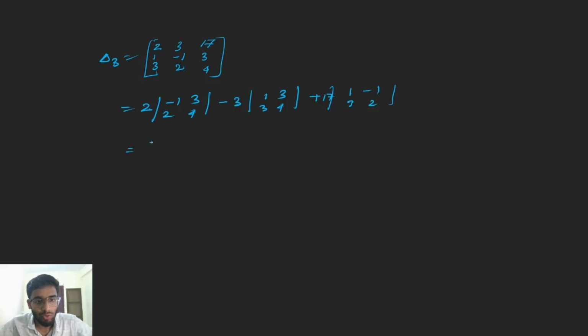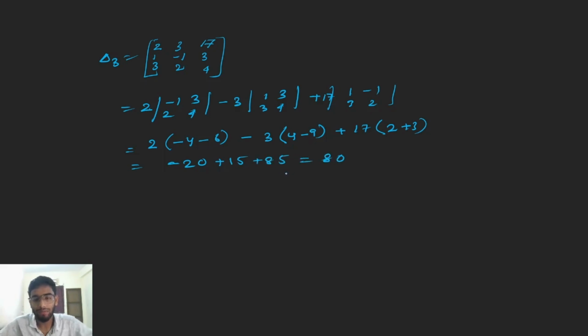So it is going to be twice of minus 4 minus 6, minus thrice of 4 minus 9, plus 17 multiplied by 2 plus 3. So it is minus 20, it will be plus 15, plus 85. So ultimately it is 80. Okay.